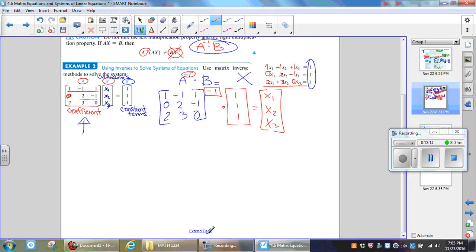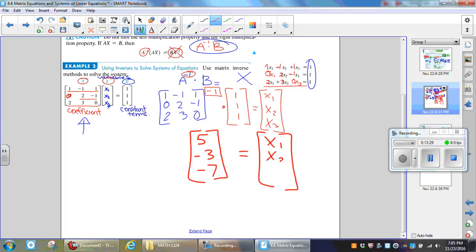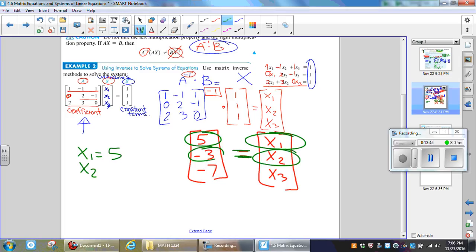So remember, the product we got here is 5, negative 3, and negative 7. On the right side, we still have just the names of the variables. And there was another property, the equality property, that said that if the matrices are equal, as long as they have the same address, they're equal. So that means x sub 1 is equal to 5, x sub 2 is equal to negative 3, and finally, x sub 3 is equal to negative 7. Okay, so we're almost done with this section. Just bear with me.